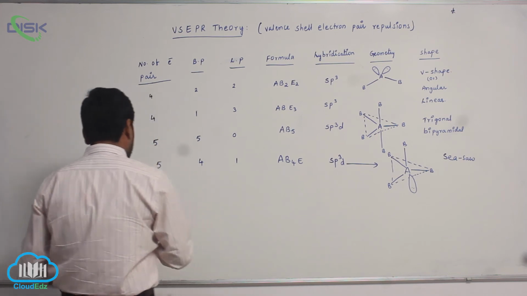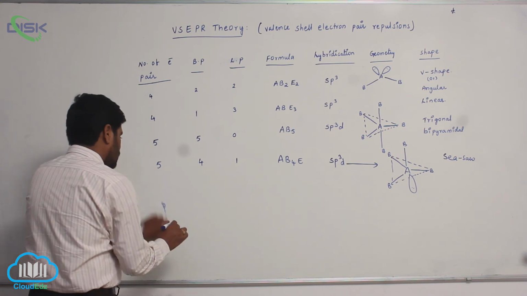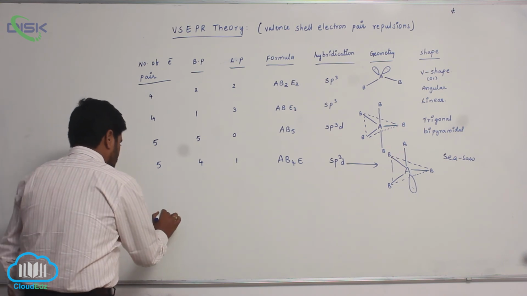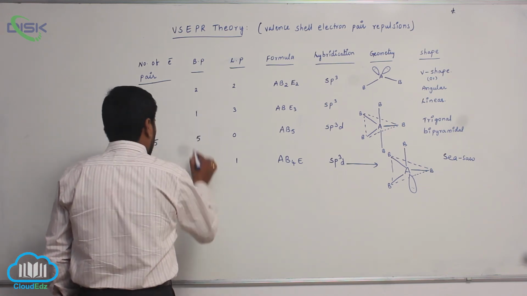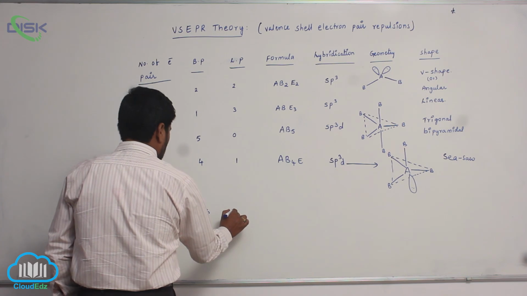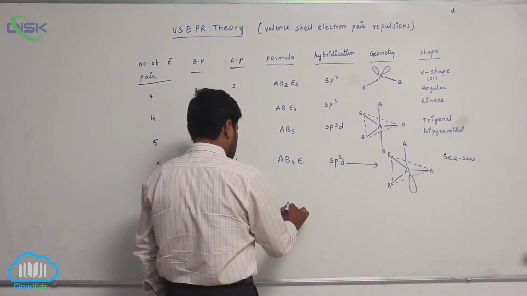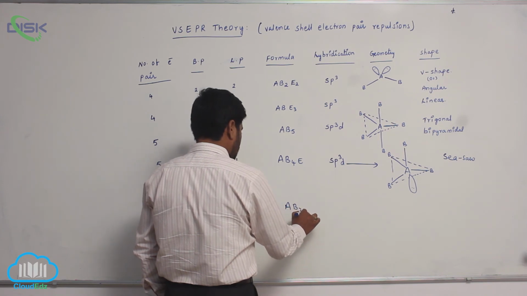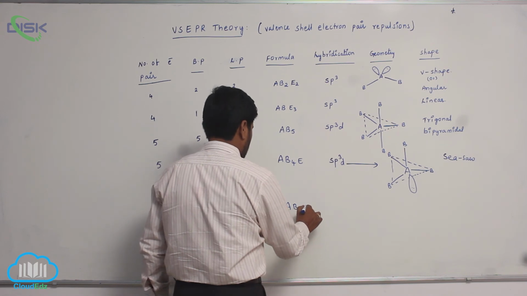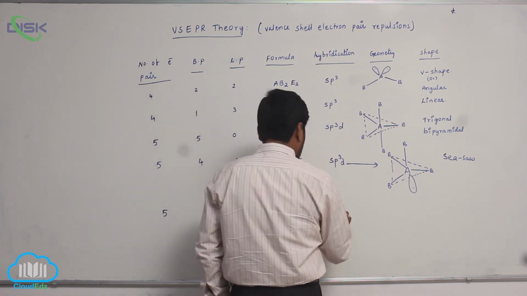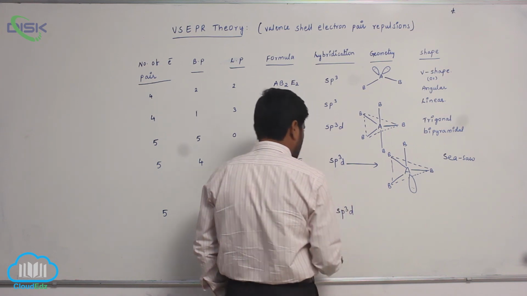The next one, number of electron pairs 5. Bond pairs is 3, lone pairs is 2. This is known as AB3E2. Then hybridization belongs to sp3d hybridization.